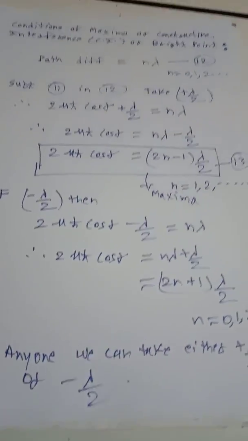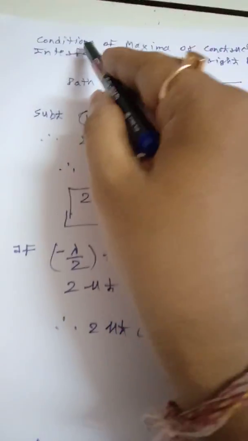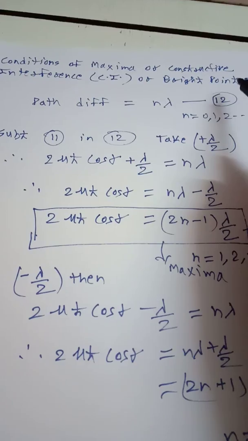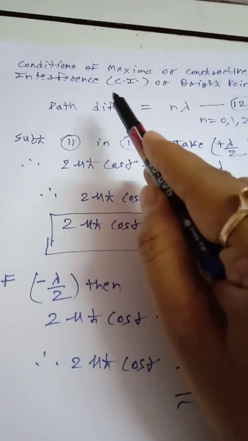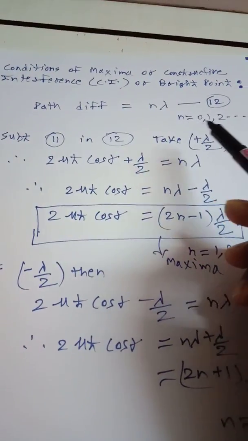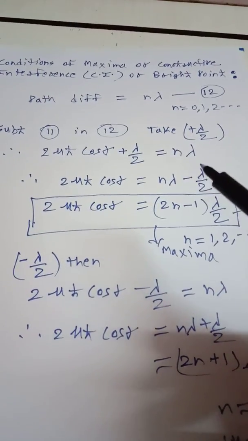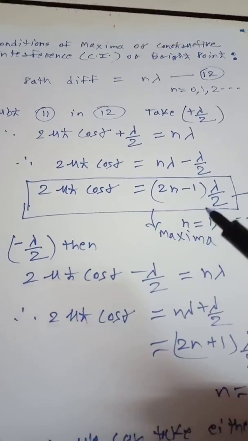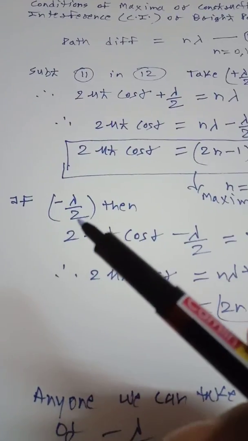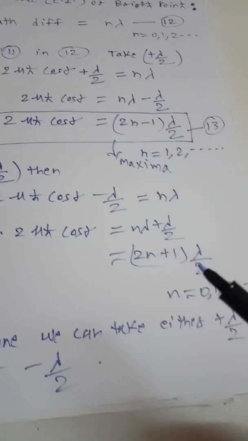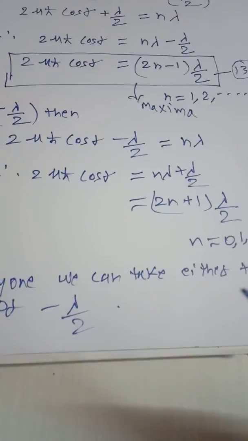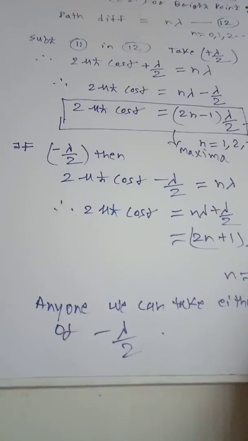Now we'll write the conditions of maxima and minima. The condition for maxima is constructive interference or a bright point, with path difference equal to n lambda. Just substitute the path difference here. Taking plus lambda by 2, 2 mu t cos r becomes this. If you take minus lambda by 2, we get this. Either one you can take, plus lambda by 2 or minus lambda by 2.